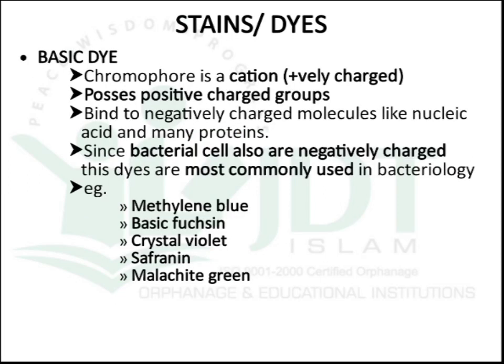Now coming to the basic dye, in this the chromophore, the color-giving part, is a cation, which is positively charged. It possesses positively charged groups and it will bind with negatively charged molecules like nucleic acids and many proteins. Since bacterial cells are also negatively charged due to the composition of their cell wall, this basic dye will bind with the negatively charged cell. So this is the most commonly used stain because there will be an attraction between the basic dye and the negatively charged cell. Examples of basic dyes are methylene blue, basic fuchsin, crystal violet, safranin and malachite green.